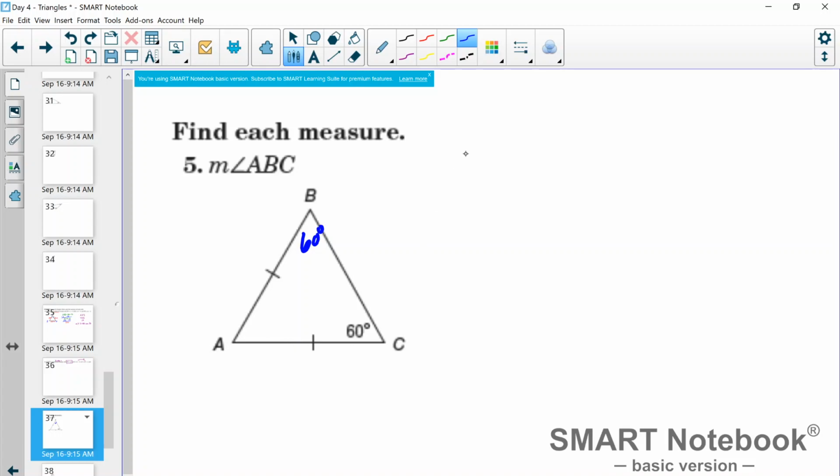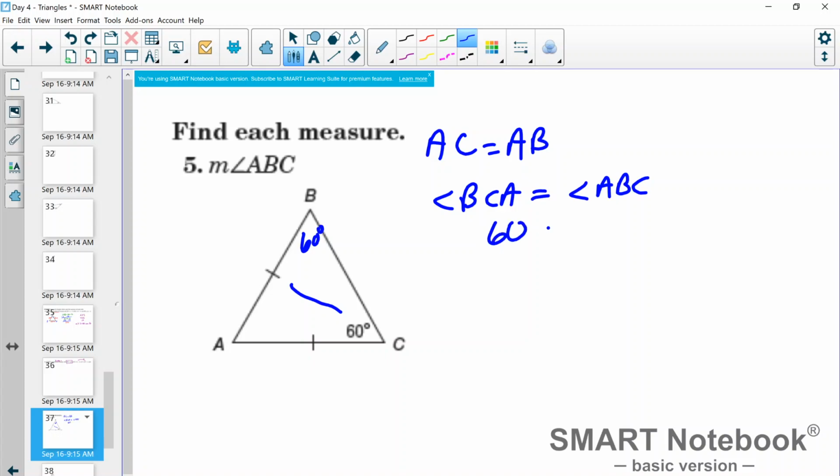So because AC equals AB, that means the angles across from them are equal. So that means angle BCA is going to equal angle ABC. If ACB gives me 60, that's going to give me angle ABC.